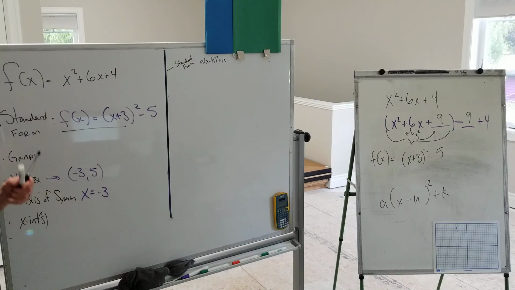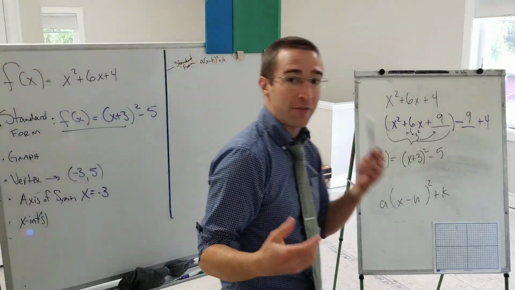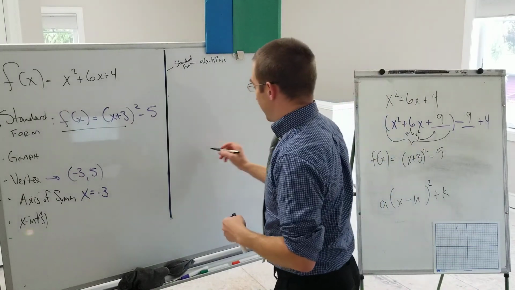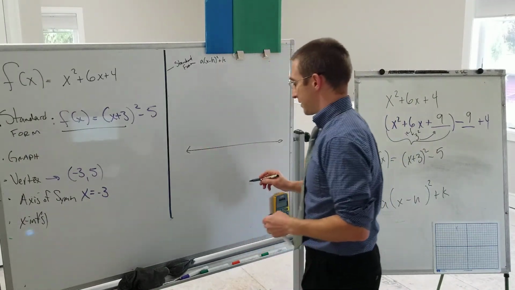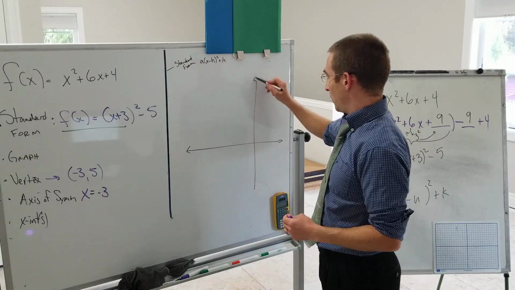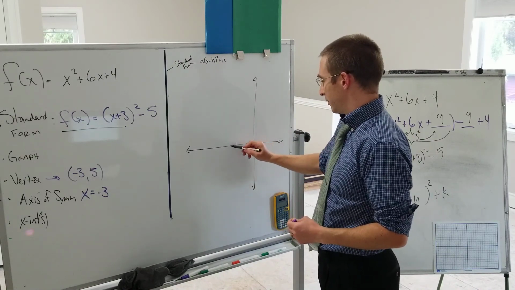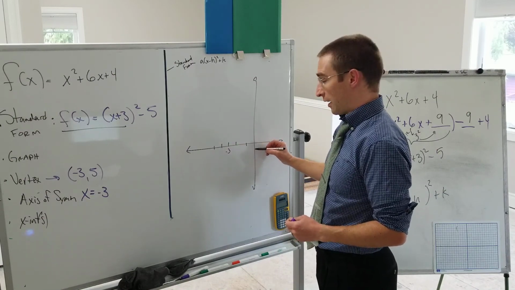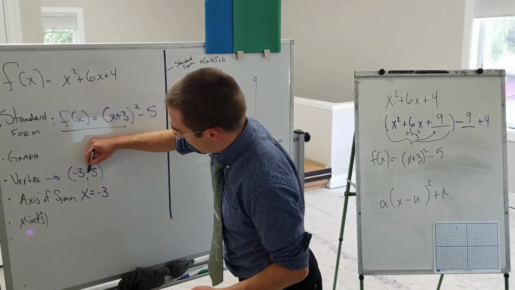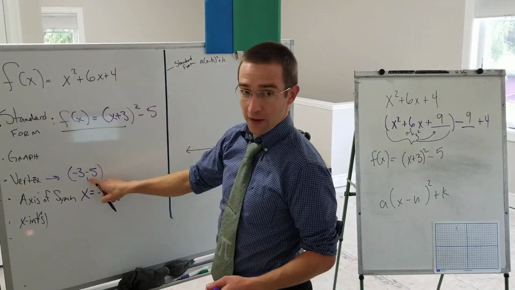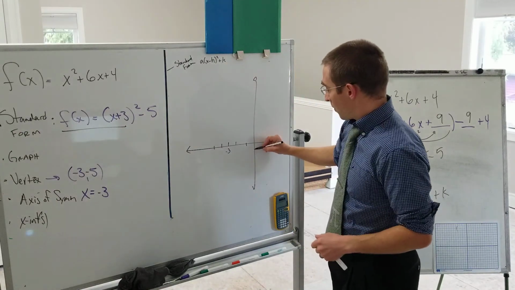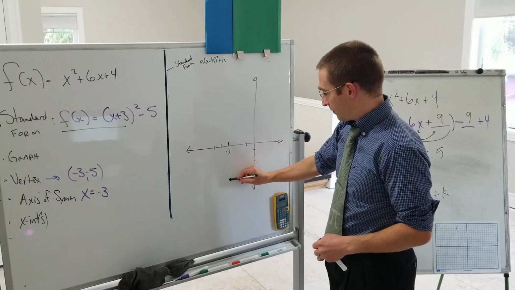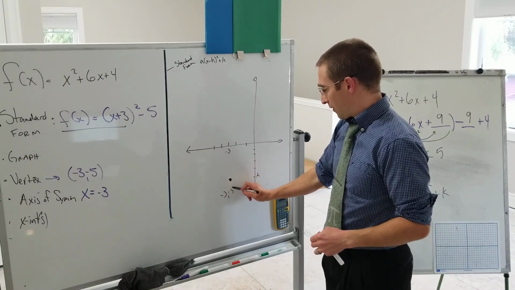X-intercepts, let's see if we can get them for a cheap price by graphing it. Because we're going to graph it anyway, might as well see if we can find the x-intercepts. All right, so there's my x-axis. Y-axis, I'm going to put it right there so I can go 1, 2, 3, 4, 5. Sorry, this should have been a negative 5. I goofed. It's a negative 5. My bad. 1, 2, 3, 4, negative 5. So there's my vertex, negative 3, negative 5.